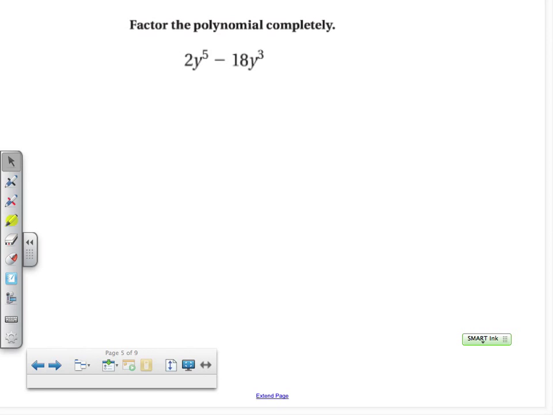We'll start by looking for common terms. 2y to the 5th and 18y to the 3rd. Do they have anything in common? Well, yes. They're both multiples of 2, and they have at least y to the 3rd. What's left when I pulled that out is y squared minus 9. Do either of those factor further? Well, yes. Y squared minus 9 can factor further.